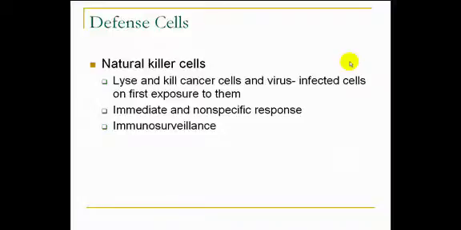Now we say that this is an immediate and nonspecific response. What I mean by nonspecific is natural killer cells can't determine what type of virus the cell is infected by. That's not what triggers them. What triggers them is just general markers that virally infected cells present on their surface, and they'll just go and destroy them. So we say that they're immunosurveillance. They just travel through the body and look for anything abnormal, and if they find anything abnormal, they'll destroy it.